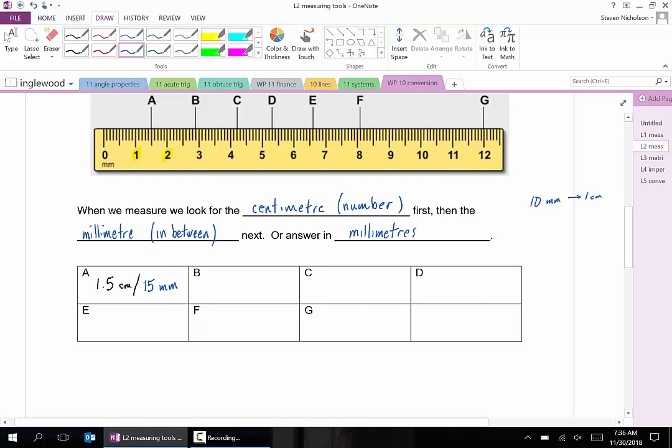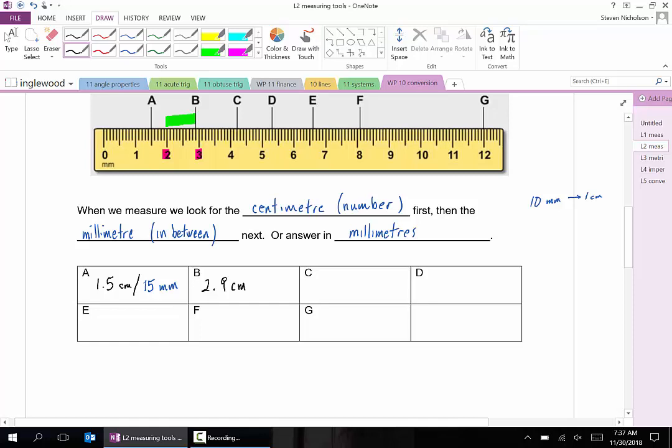So I'll do one more, and then I'll have you do the rest. If we look at B, B is in between 2 and 3. So I know that this is at least 2 point something centimeters. And in order to figure out the point something, I count the graduations, going from there to there, and there are 9. So in centimeters, this is going to be 2.9 centimeters.